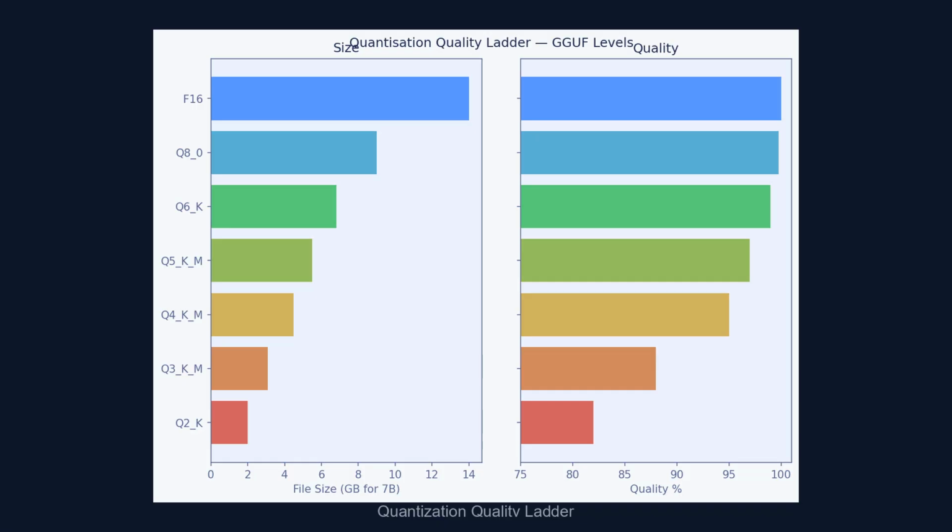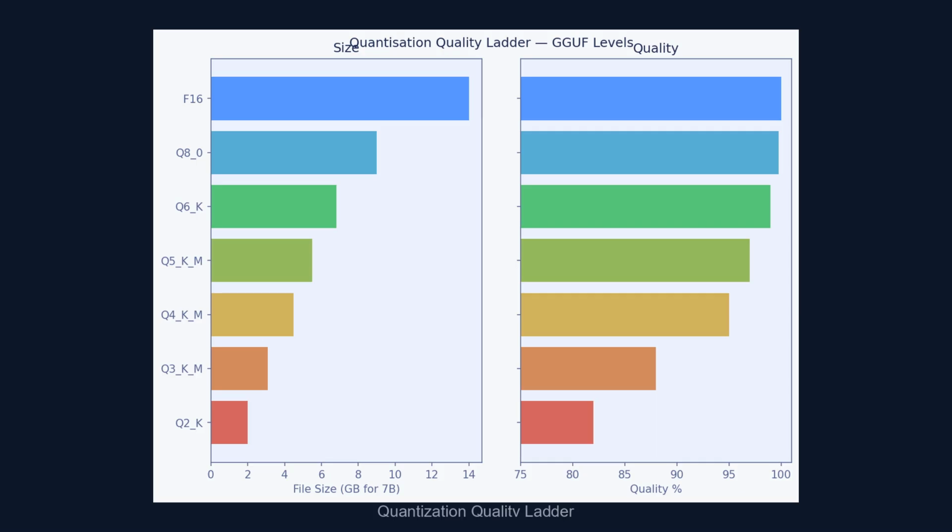This ladder ranks GGUF quantization levels from Q2_K at the bottom to F16 at the top, showing file size in gigabytes alongside quality retention percentage for a 7 billion parameter model. F16 comes in around 13 GB and retains essentially 100% of the original model quality. Q8_0 cuts that to about 7 GB with negligible quality loss. Q4_K_M, the recommended deployment format, sits around 4 GB and retains roughly 97 to 98% quality. Q2_K drops to about 2.5 GB.